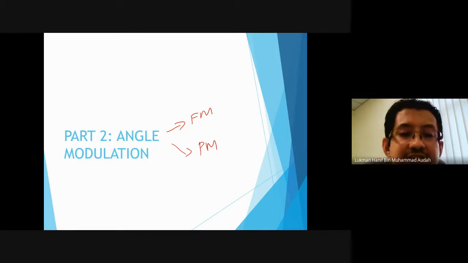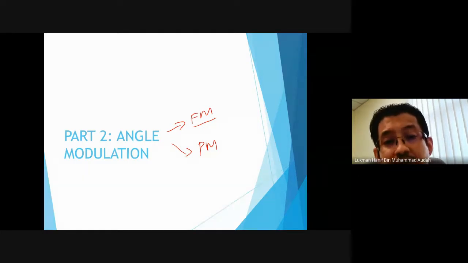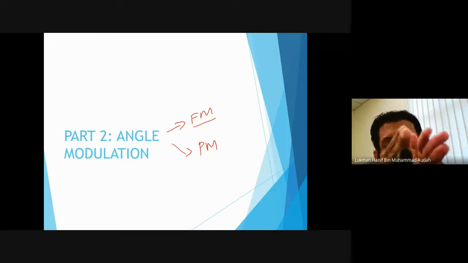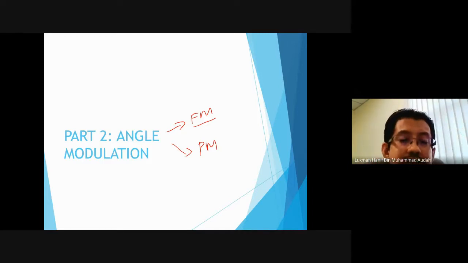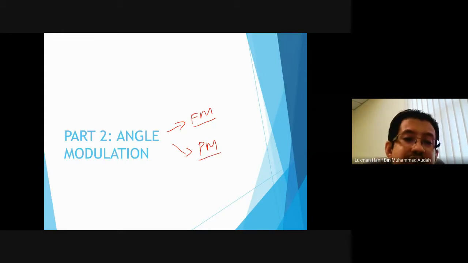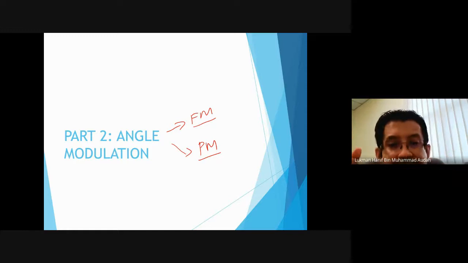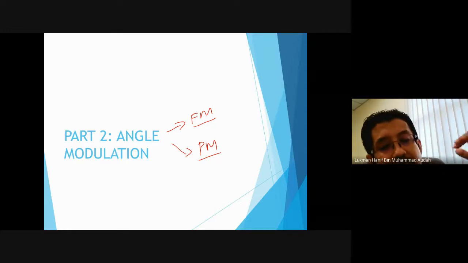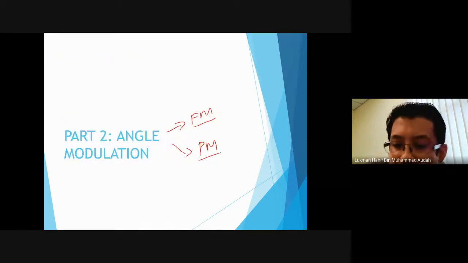Remember, as I said previously, that FM, frequency modulation, is the process of changing the frequency of the carrier in accordance with the amplitude variation of the information signal. Kita nak ubah suai frekuensi carrier berkadaran dengan perubahan amplitude daripada input frequency, input message. Manakala PM, phase modulation, is the process of changing the phase of the carrier in accordance with the amplitude variation of the information signal.